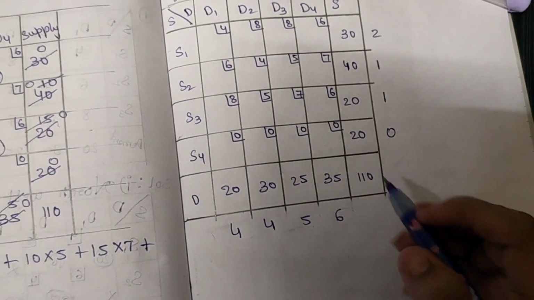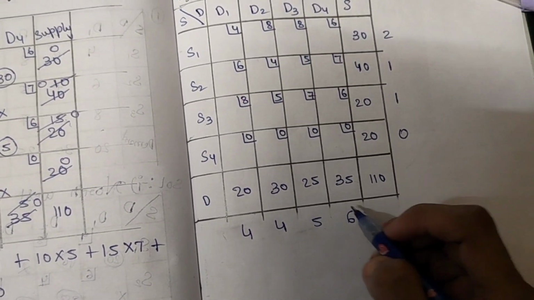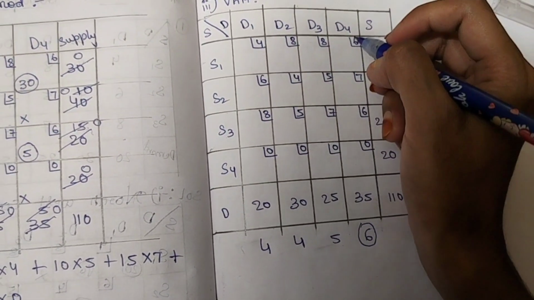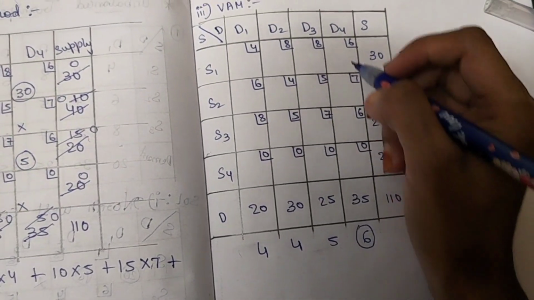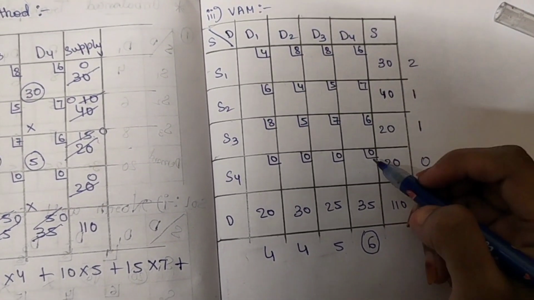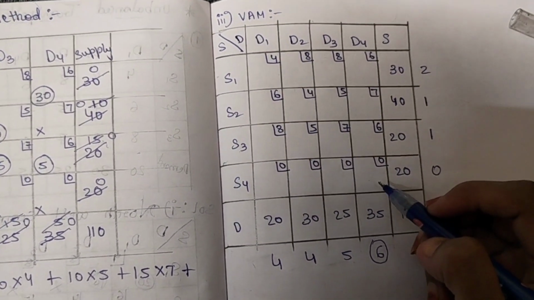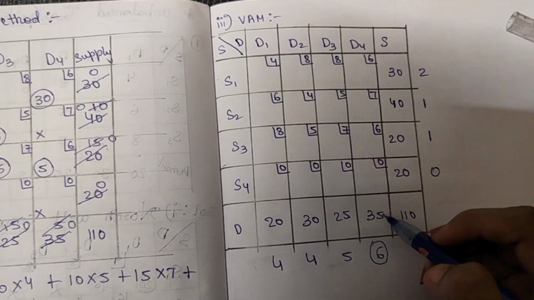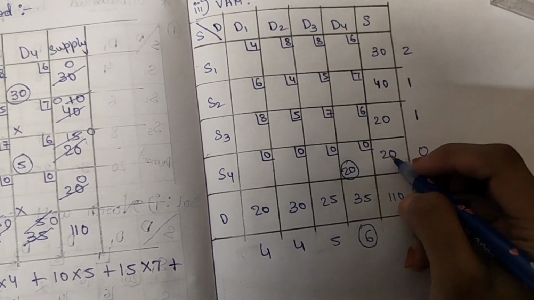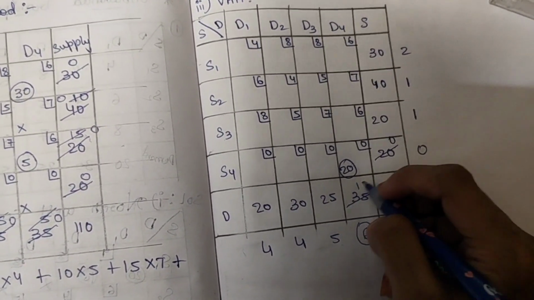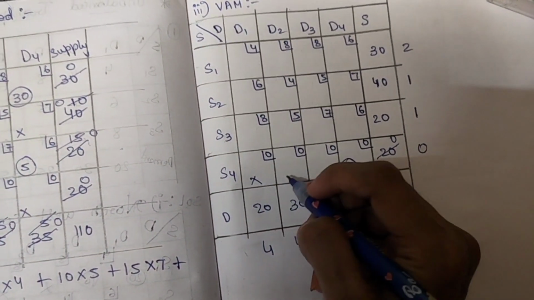After taking all the penalties, we have to check which is the maximum number, that is the biggest number, which is 6. So we will allocate for this column, as we have the highest in column D4. We will allocate in the cell which has the lowest cost, that is 0. So we will allocate for 0 first. We have demand 35 and supply 20, the minimum is 20, so we will allocate 20 for this. This 20 becomes 0, this 35 becomes 15. As this supply became 0, we will cross out the whole row.